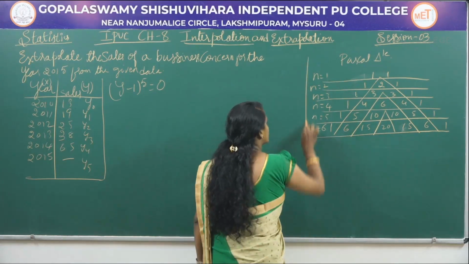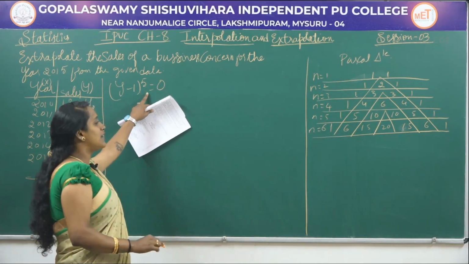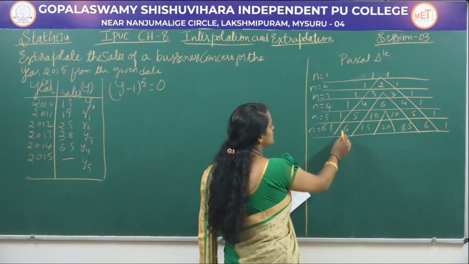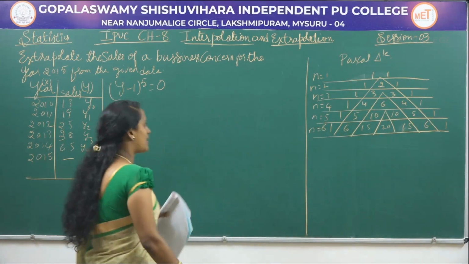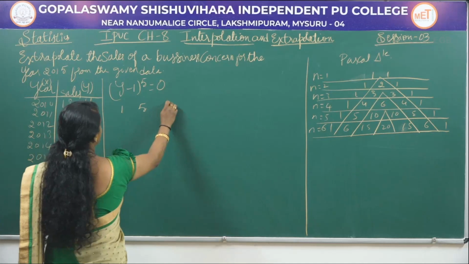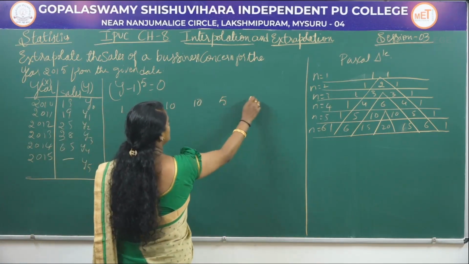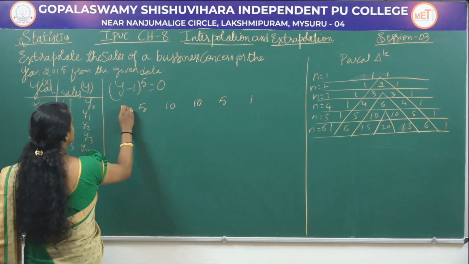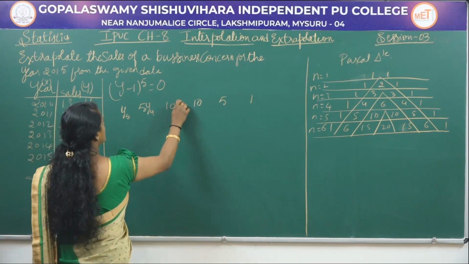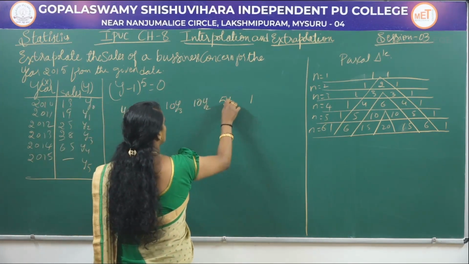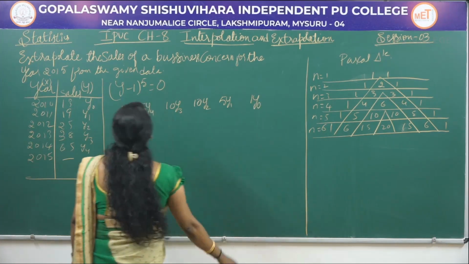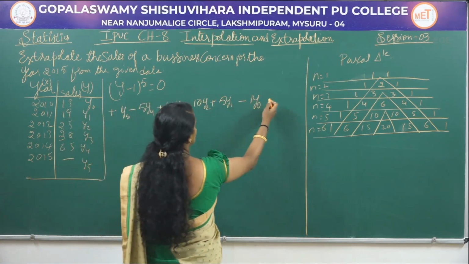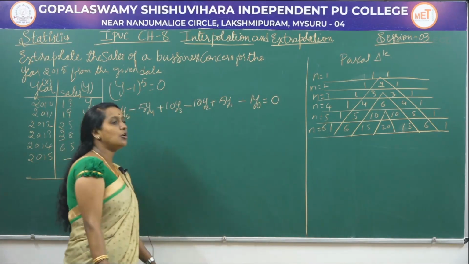Next, for n is equal to 5, we have to take the coefficients from this Pascal triangle. For n is equal to 5, the coefficients are 1, 5, 10, 10, 5, 1. Let me write that first. Next, we have to take the y values, starting from y5: y5, y4, y3, y2, y1, y0. Next, take the signs: plus, minus, plus, minus, plus, minus, and last you should equate this to 0.